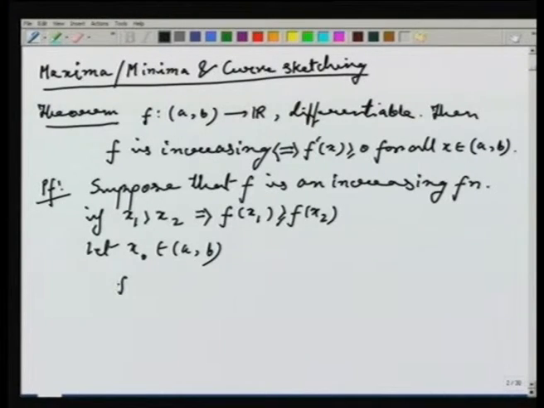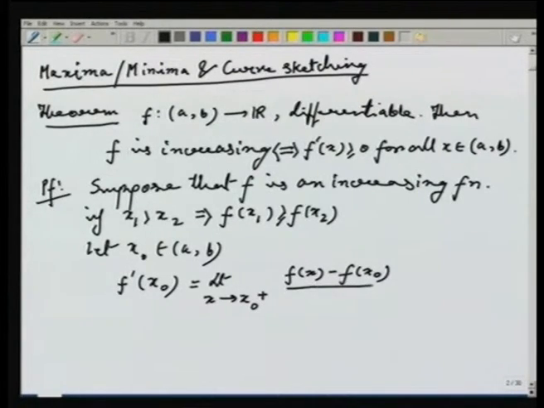Then I look at the definition of f prime at x naught. This by definition is limit x going to x naught plus of f x minus f x naught divided by x minus x naught. Now, notice that in the definition actually we have limit x going to x naught, but since we are assuming that f is differentiable at x naught, one sided limit is good enough to look at. So, I have looked only at the right hand side. The meaning is that x approaches x naught from the right hand side of x naught.